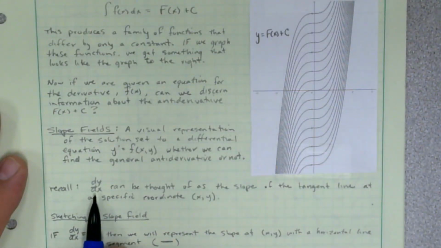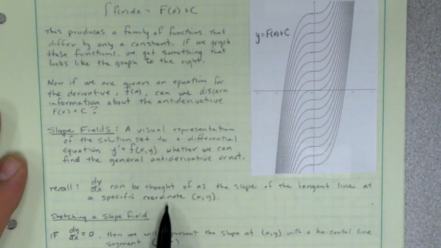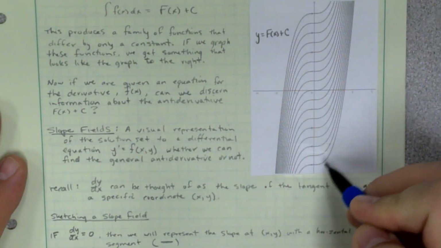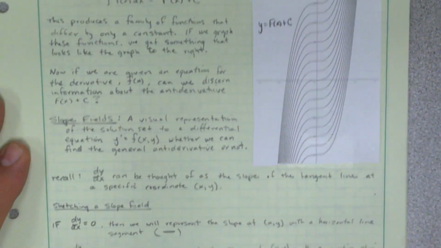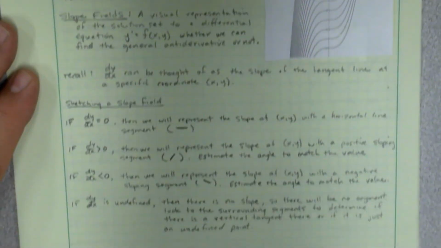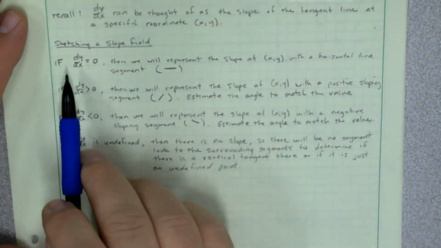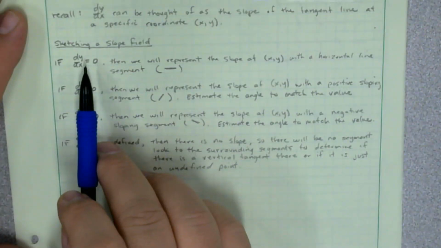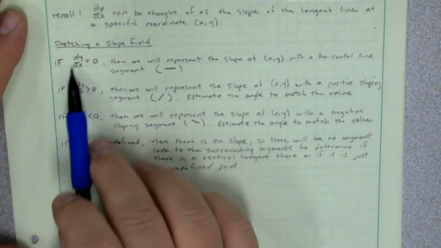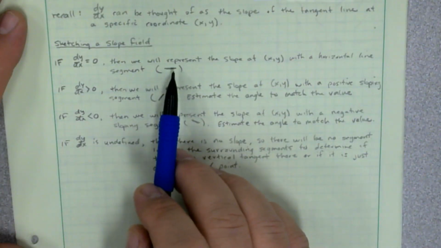Remember, the derivative dy/dx can be thought of as the slope of a tangent line at a specific coordinate (x, y). So I can draw a little tangent line right here, which is what we're looking at for a slope field. You're drawing little tiny slope segments. When we sketch a slope field, here are some criteria we need to follow. If we pick a point where we're going to put a segment, and the derivative there is 0, then we're going to put a tiny horizontal line segment at that point.